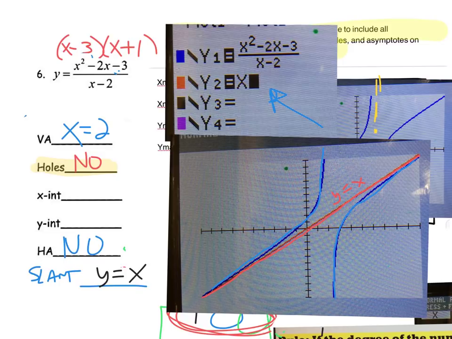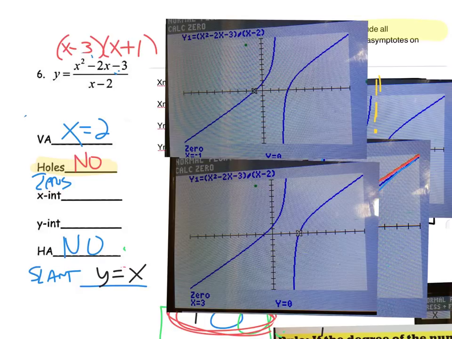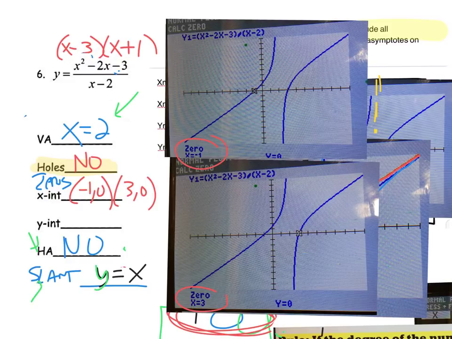Next, we're going to go about calculating the x-intercepts, or the zeros, by using the second calculate option, 2: zero, on our calculator. So this particular rational function has zeros at (-1, 0) and (3, 0). Remember, asymptotes are equations of lines. Vertical asymptotes, x equals. Slant and horizontal asymptotes, y equals. Intercepts are just coordinates of points. So here it has 2 zeros at (-1, 0) and (3, 0).